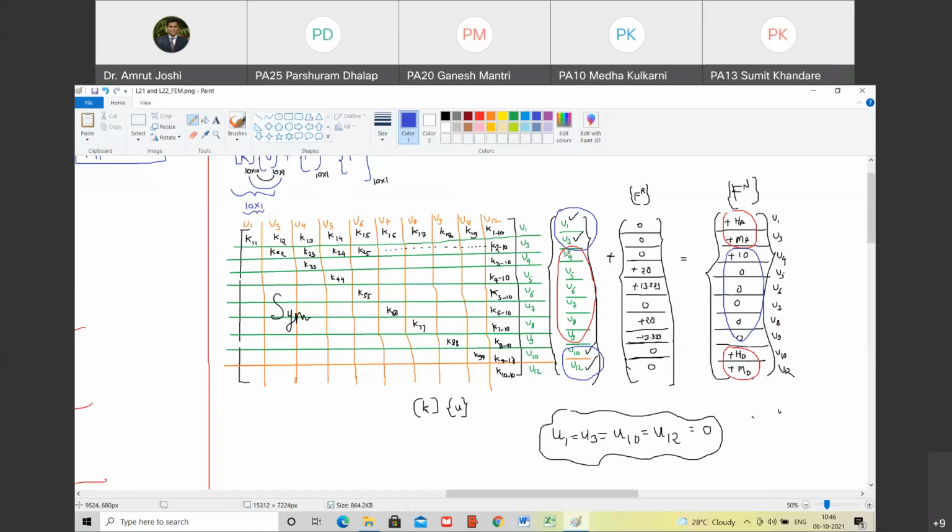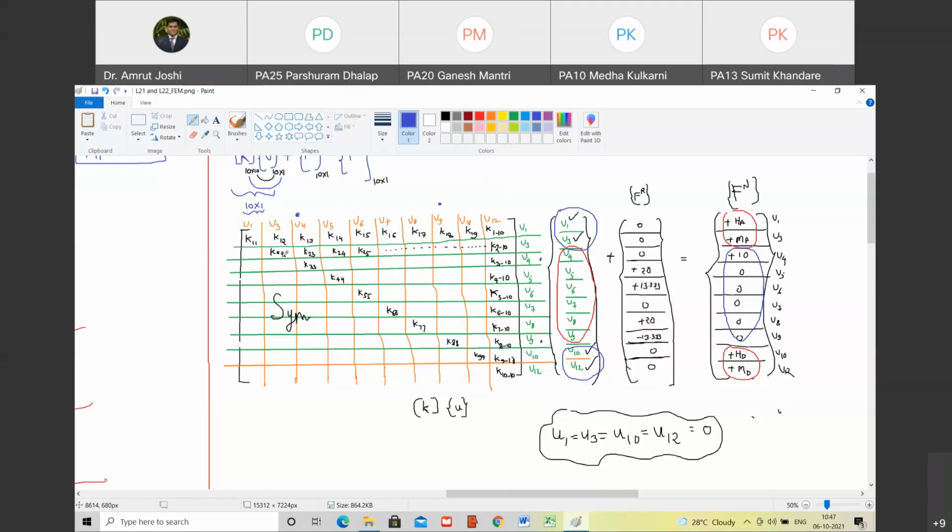So what are the unknown displacements? U4 to U9, right? U4 to U9. Happy? So what I am going to do, first thing is u4 to u9. See, from u4 to u9 here in columns, and in rows also from u4 to u9. Are you with me?